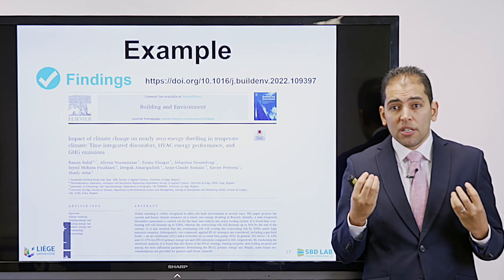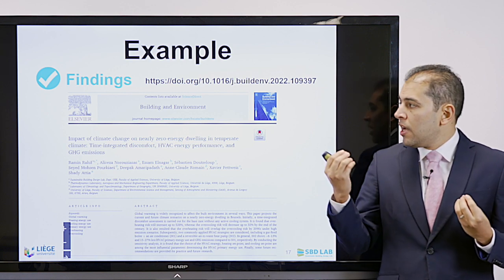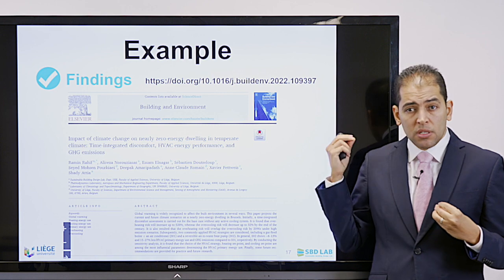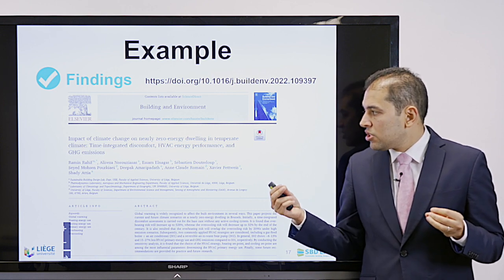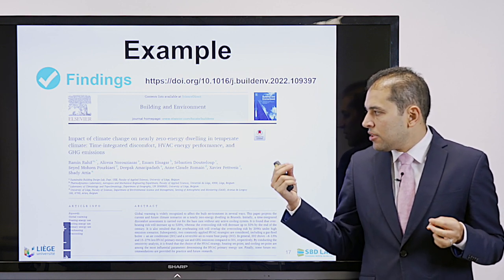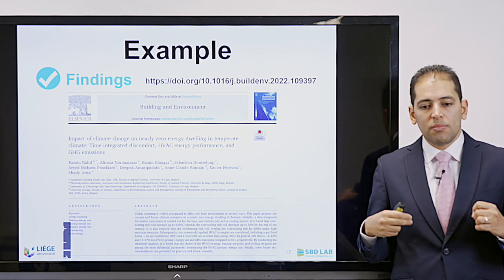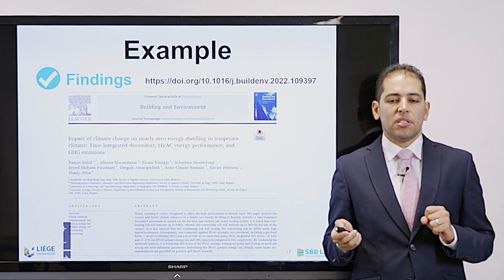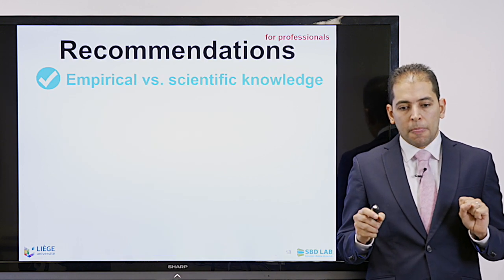If you want a very concrete example of how findings are written, I advise you to check this paper. It's in open access format. The title of the paper is Impact of Climate Change on Nearly Zero Energy Dwelling in Temperate Climate: Time Integrated Discomfort, HVAC, Energy Performance, and Greenhouse Gas Emissions. This is just an example if you are interested in finding an article applying my advice.